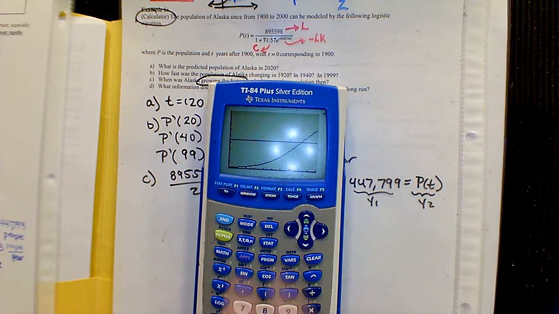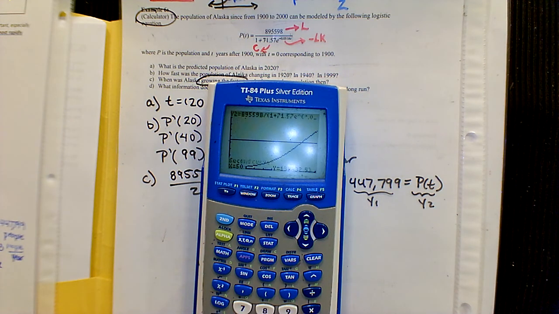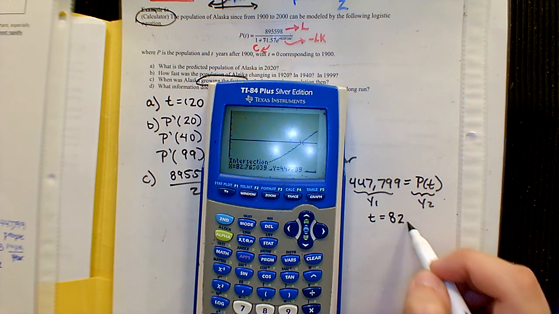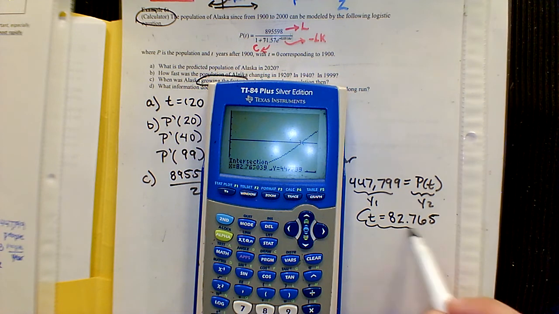So we've got to find that spot where they cross. Let's go ahead and evaluate the intersection. So it looks like our time value is 82.765.